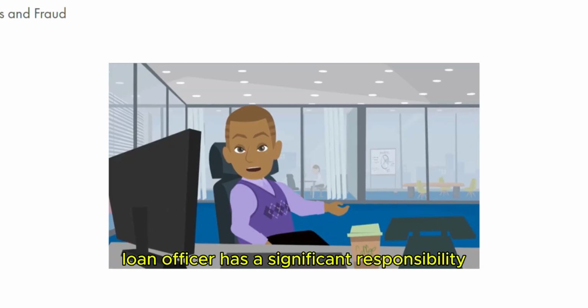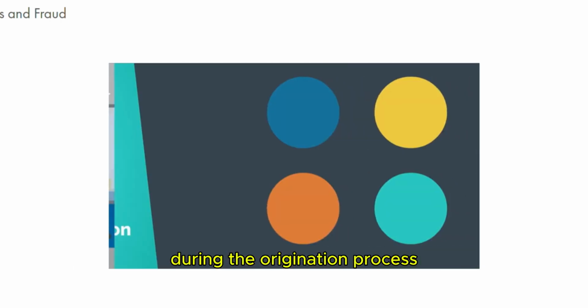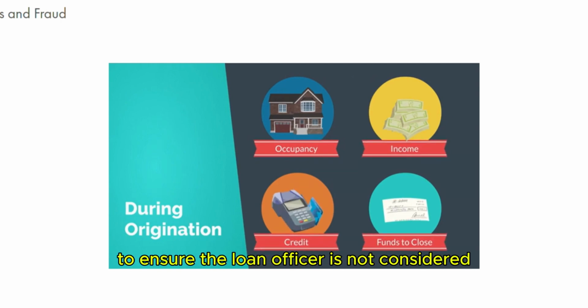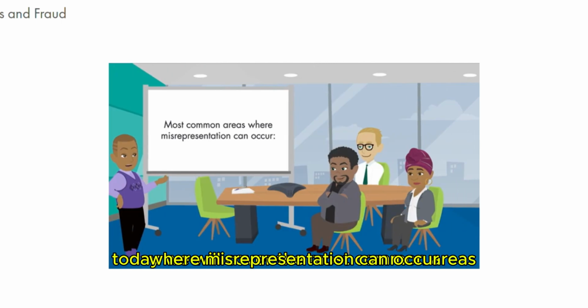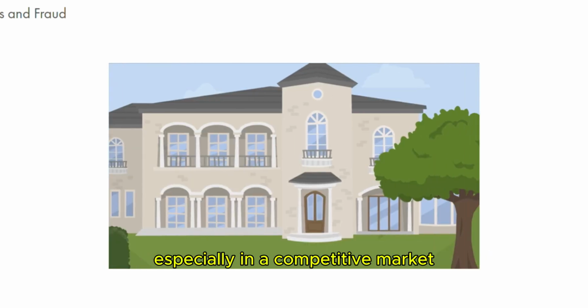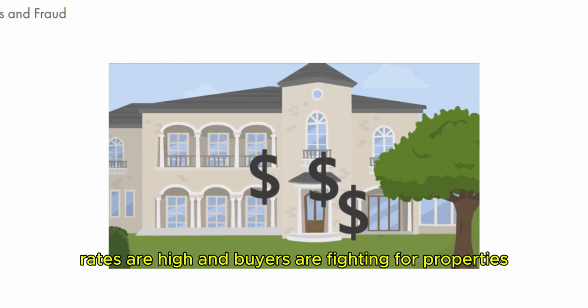A loan officer has a significant responsibility to ask relevant questions during the origination process regarding occupancy, income, credit, and funds to close to ensure the loan officer is not considered an accessory to any misrepresentation. Today we will cover the most common areas where misrepresentation can occur so that you can arm yourself with knowledge on these topics and not fall victim to someone committing fraud, especially in a competitive market where rates are high and buyers are fighting for properties.